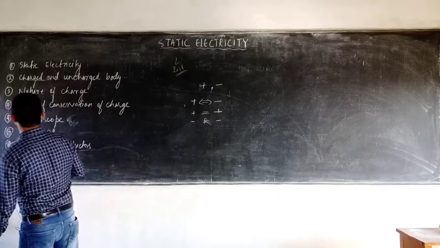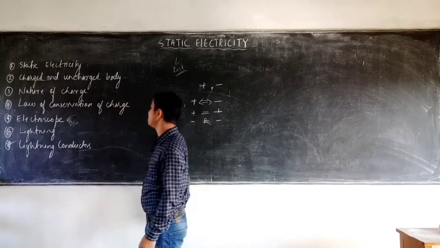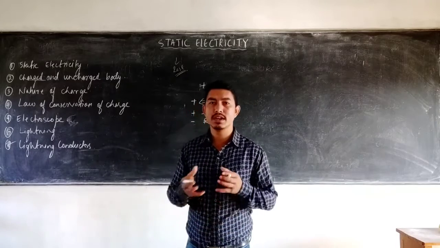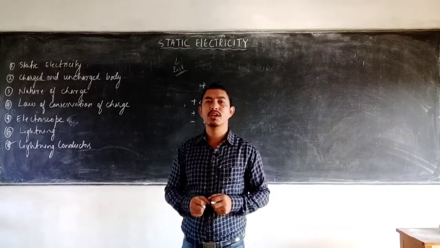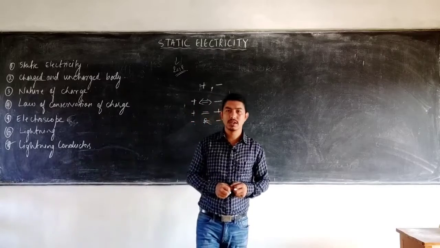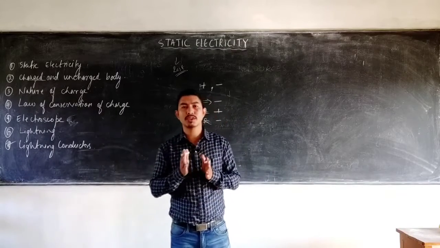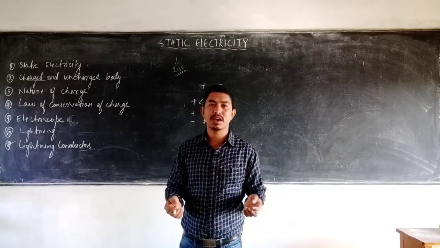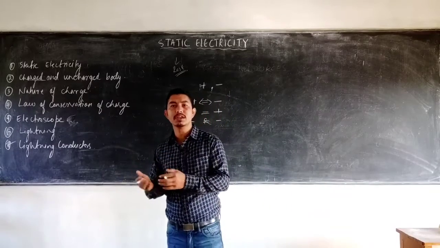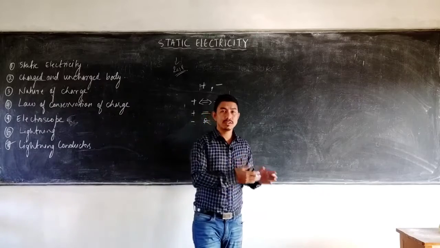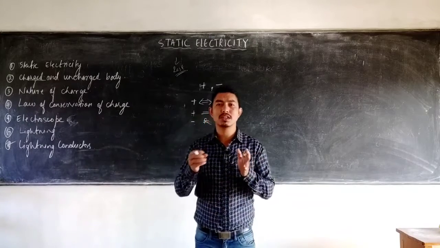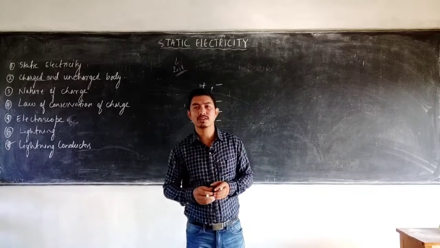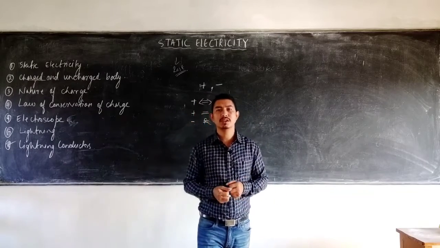Now coming to the law of conservation of charge. The law of conservation of charge states that the net amount of charge in a given body will always be constant. That means when we rub two objects together, one gets positively charged and the other gets negatively charged. It does not mean that you have created a negative charge and destroyed a positive charge. It just means that the charge moves from one body to another. So if you sum up the total charge, it is again going to be 0.